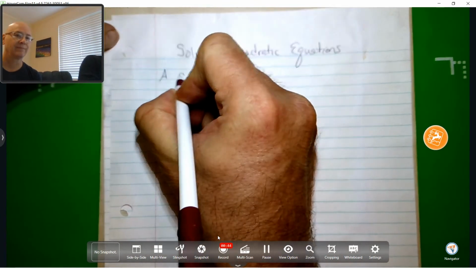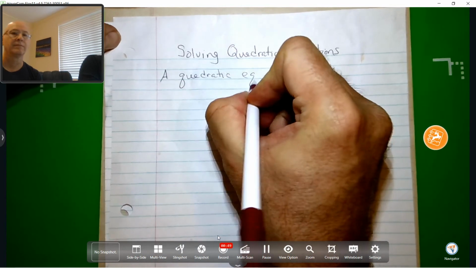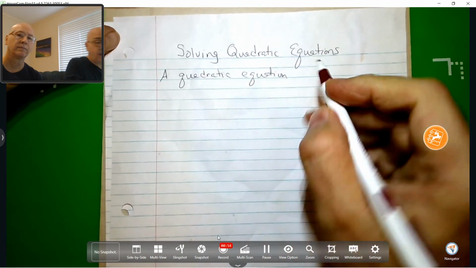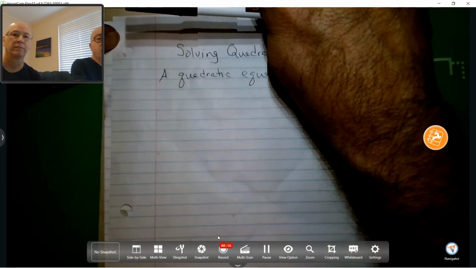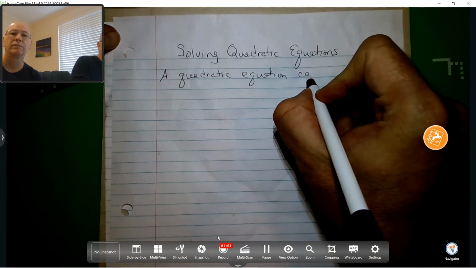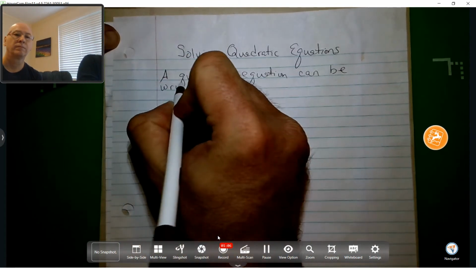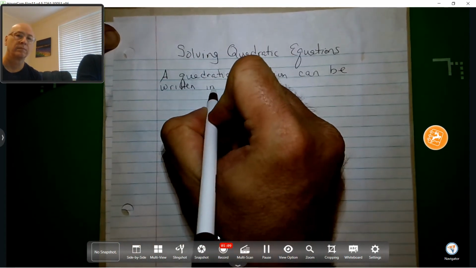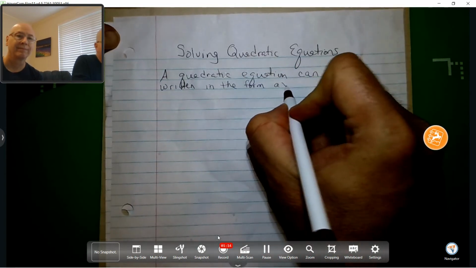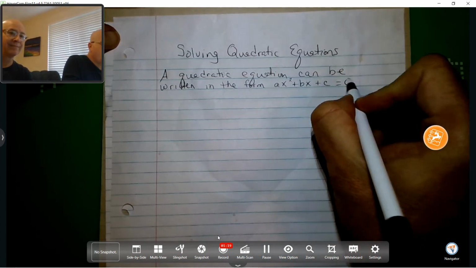A quadratic equation, again, I'm not defining equation. Equation just means there's an equal sign. Okay, a quadratic equation can be written in the form ax squared plus bx plus c equals 0.